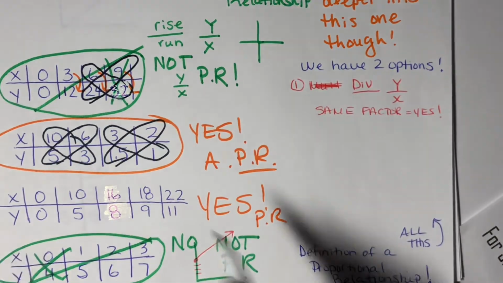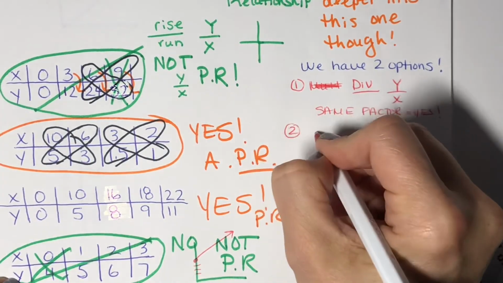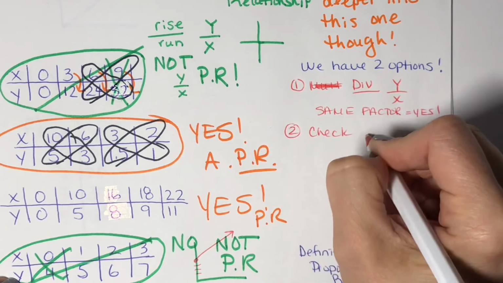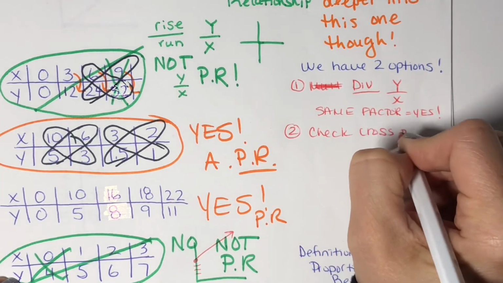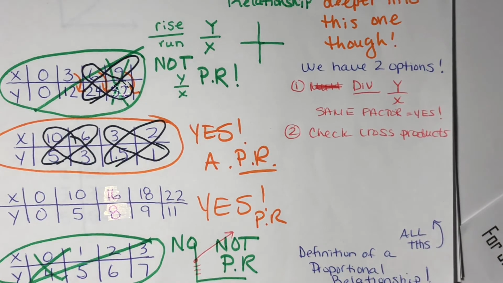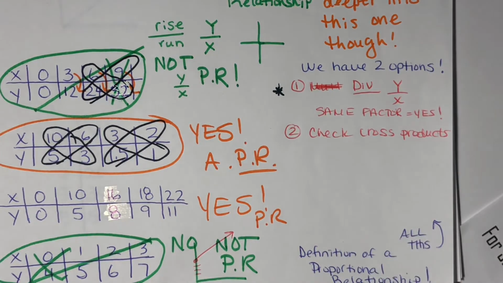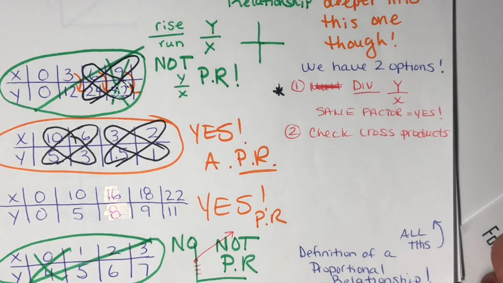So that is just another way to show you. And I'm just going to write check cross products. If you multiply diagonals and they give you the same product, it's proportional, okay? We might rely a little more heavily on the y divided by x just because it's going to help lead us into some things later. Okay, let's wrap this up.